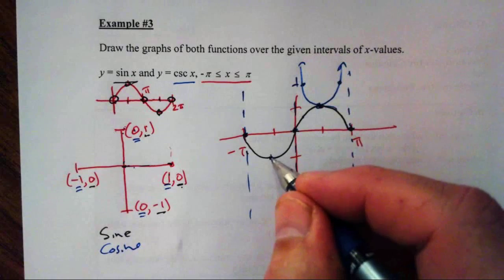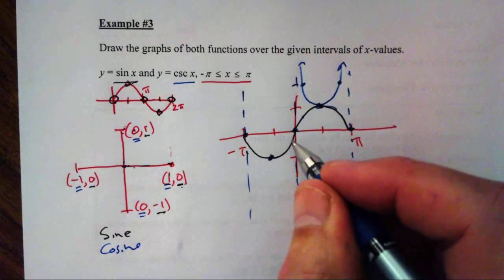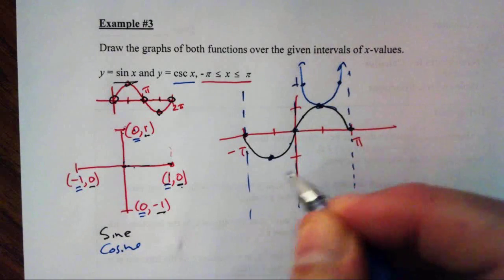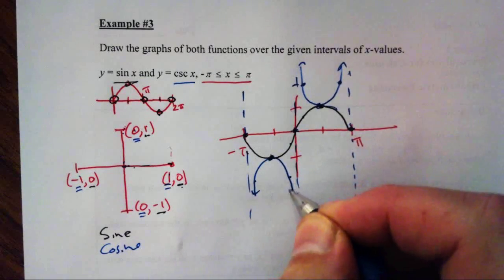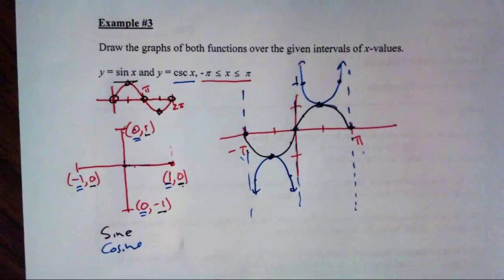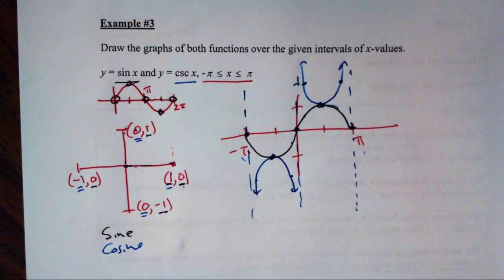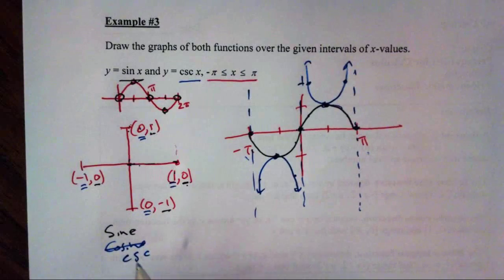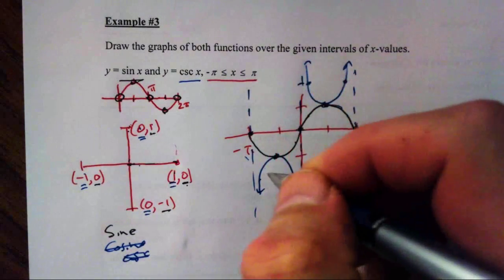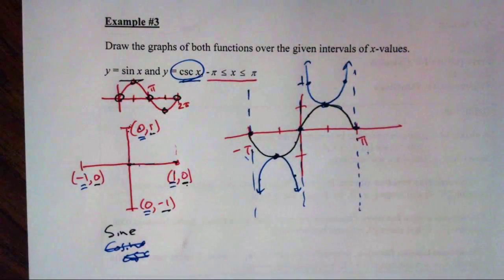Likewise, reciprocal of -1 is -1. Reciprocal of -1/2 is -2. So there's on the interval from -pi to pi, the blue being our cosecant graph and the black being our sine graph.